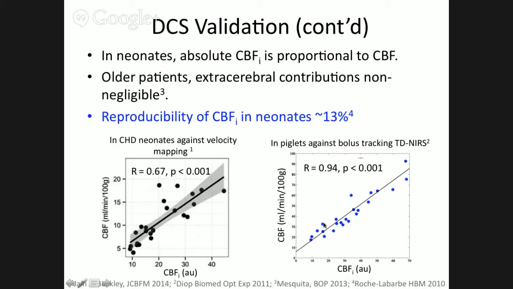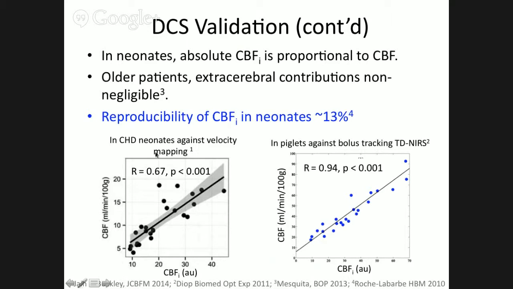So these are two studies, one done in human neonates and one done in neonatal pigs, looking at our blood flow index measured by DCS and blood flow measured by, in this case, phase-encoded velocity mapping MRI in the sagittal sinus, and in this one, time domain, bolus tracking time domain NIRS. And again, we see a nice correlation. Obviously, it's not as tightly coupled as we'd like in the humans, but that's to be expected because DCS is looking at microvasculature, and the CBF we measured was in the sagittal sinus and the macrovasculature.